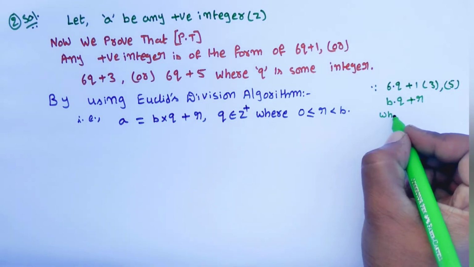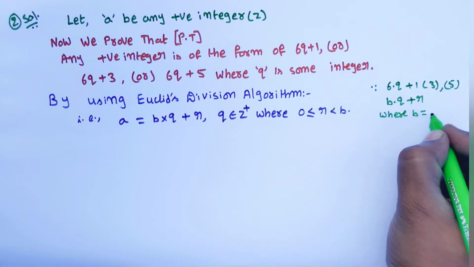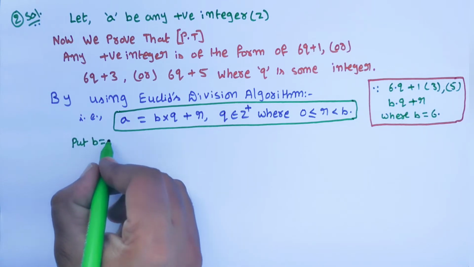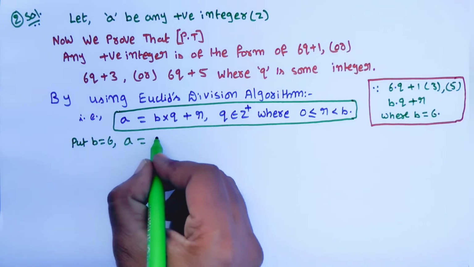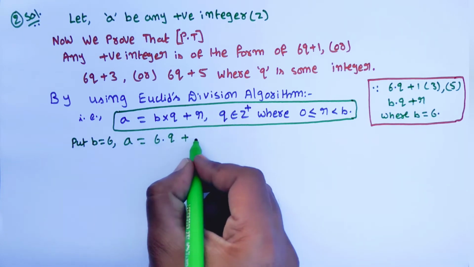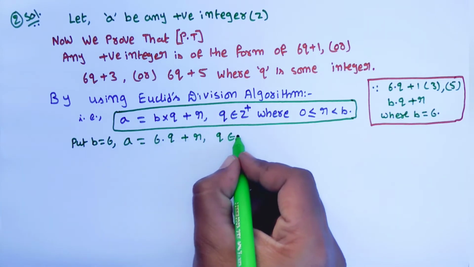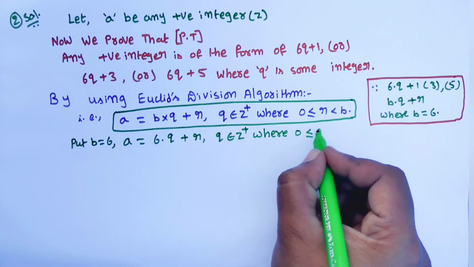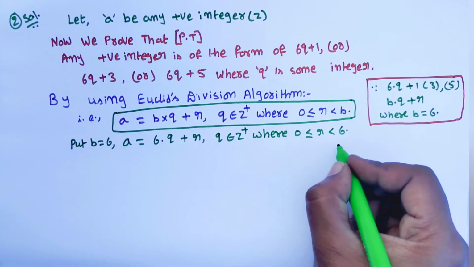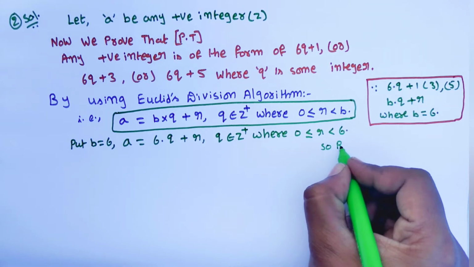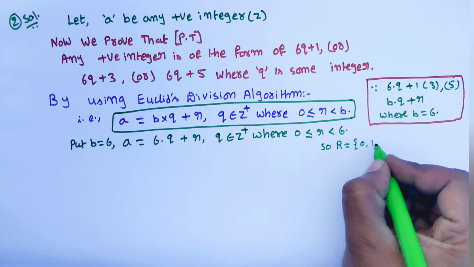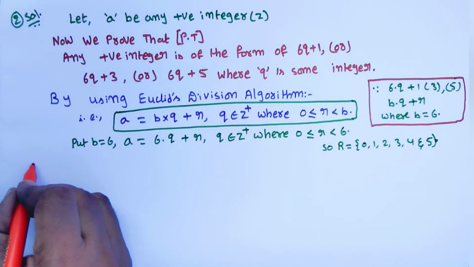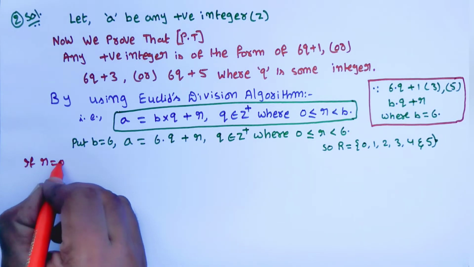So the value before q in the above expression is 6, that is b equals 6. So put b equals 6 in the above equation. a equals 6 into q plus r, q belongs to Z plus, where 0 is less than or equal to r, less than 6. So the remainders we get are 0, 1, 2, 3, 4 and 5. So we apply these in the above expression.